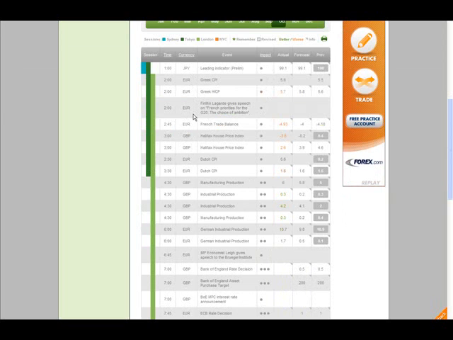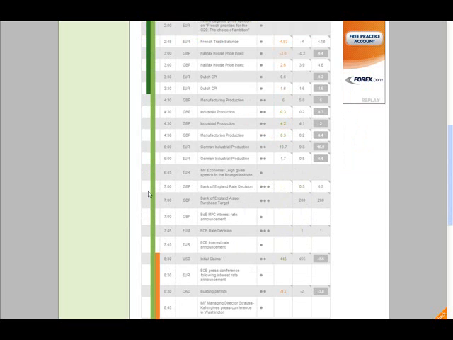So if I go down, we see at 3, we have a couple of GBP reports. However, only 1 dot of impact. So we're just going to simply skip over it. If we continue to move down at 4:30, we have manufacturing production and industrial production for the UK, and those both had 2 dots of impact. So this is something we do want to write down. So 4:30 is the first time slot I'm writing in.